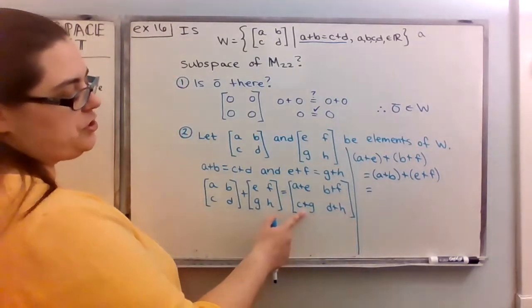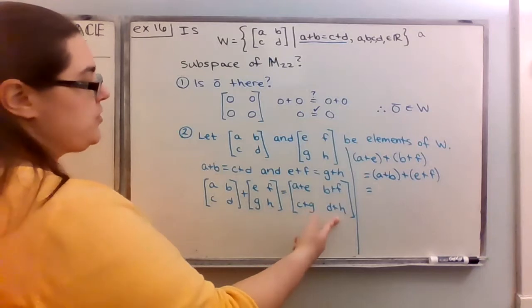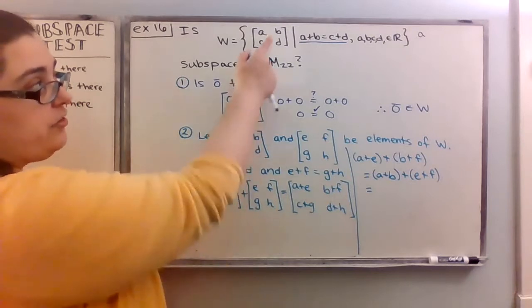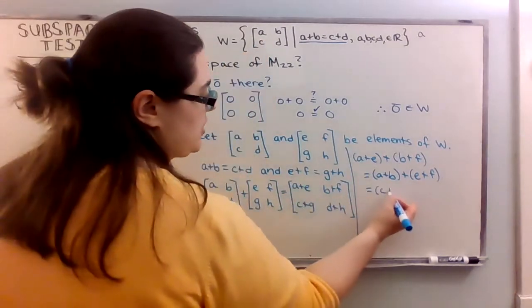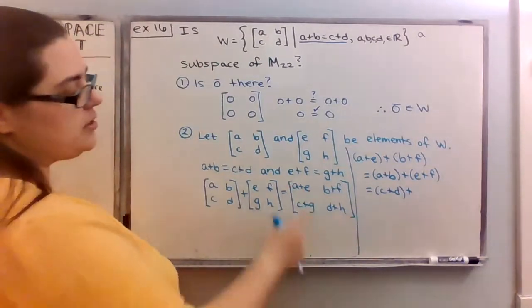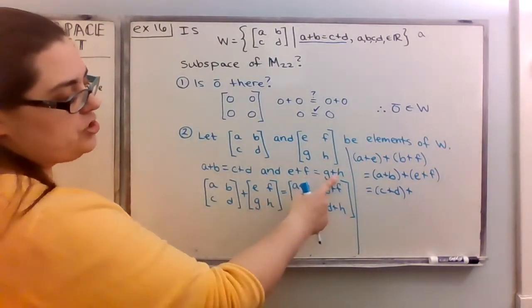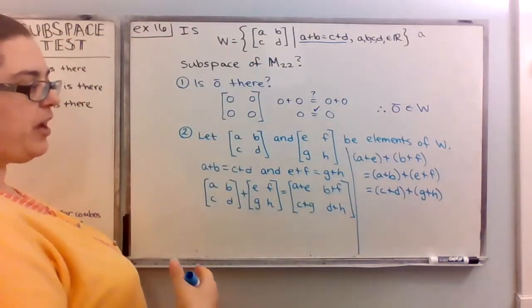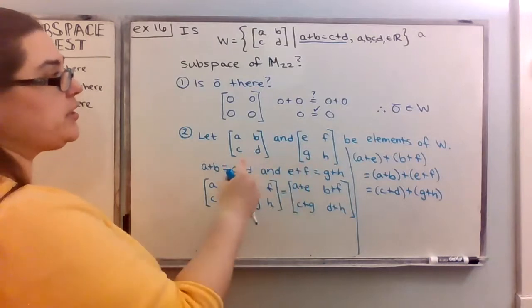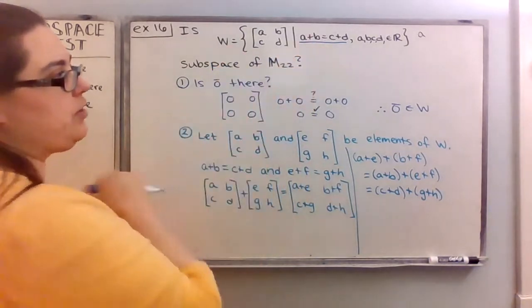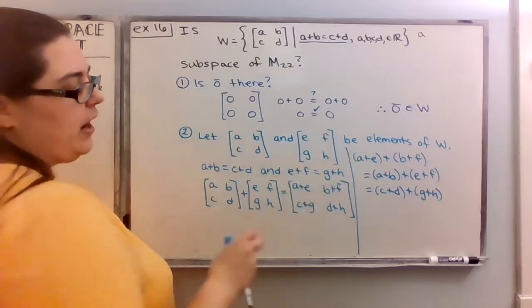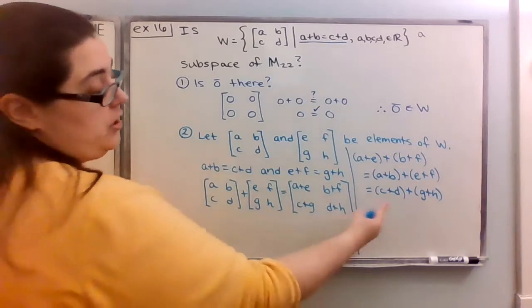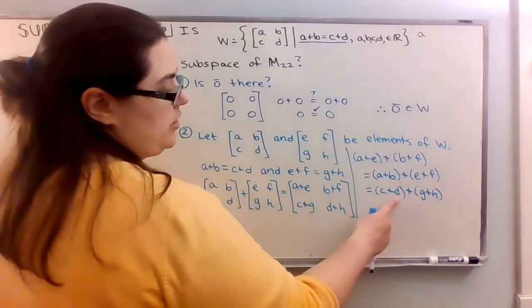Now, ultimately, I need to introduce C, G, D, and H. So I know that A plus B is the same as C plus D. This is our condition for this set. So I know that this is C plus D. And similarly, I know that E plus F is G plus H. And that, again, is by the fact that these two matrices that we picked were elements of this set, so they meet that criteria. Now I'm going to see if I can regroup, so I get C plus G and D plus H, which I can do. Here's C plus G, and then D plus H.